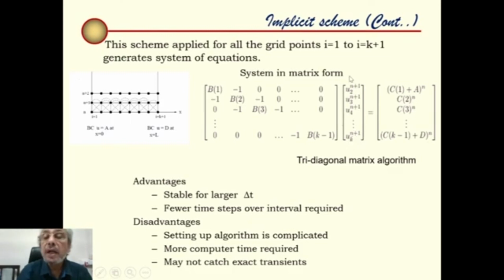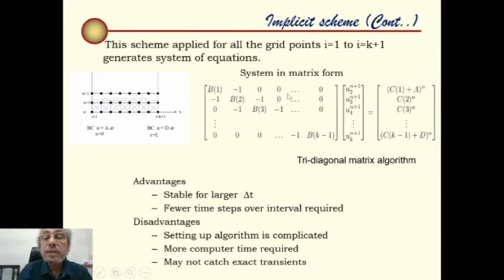u1 at the n plus 1th level is known, the boundary condition. uk plus 1 at the n plus 1th level is also known. That is also the boundary condition, shifted to the right hand side. This is also shifted to the right hand side, and u2 to uk are not known, and the right hand side will now be known. So all these values from the nth level to the n plus 1th level we can find by solving this matrix equation, and these values will be evaluated in one go.